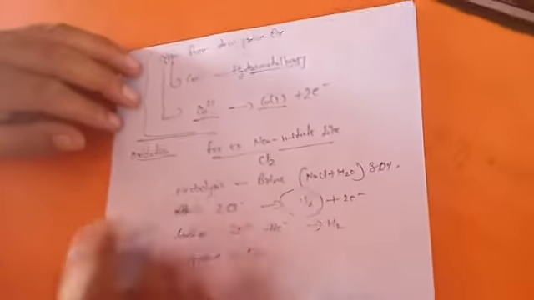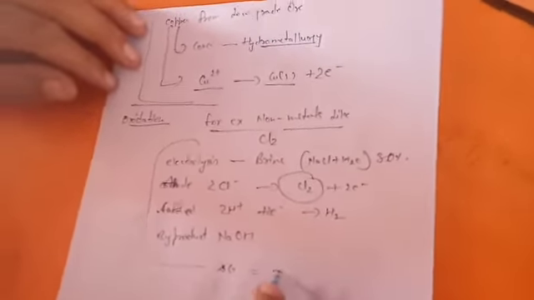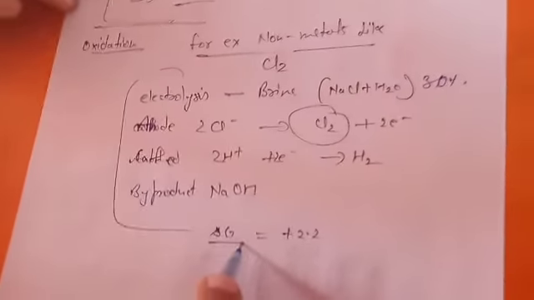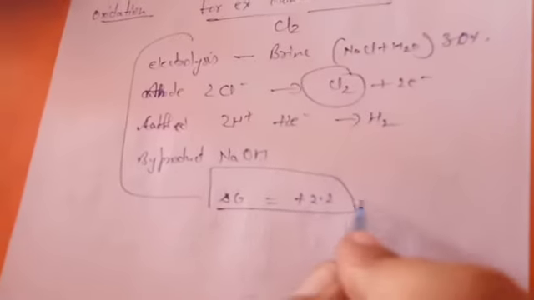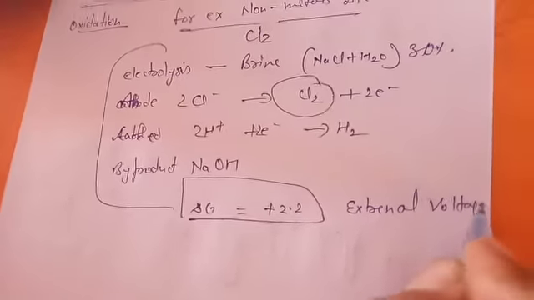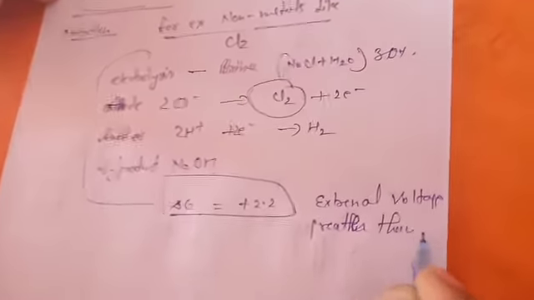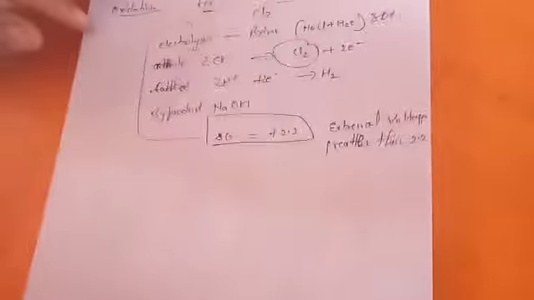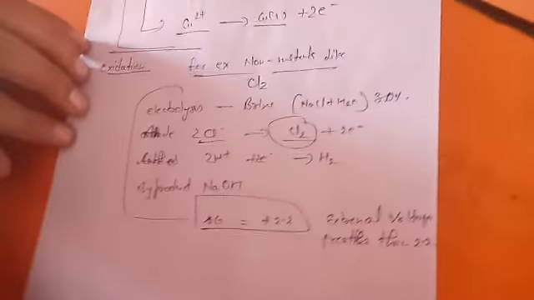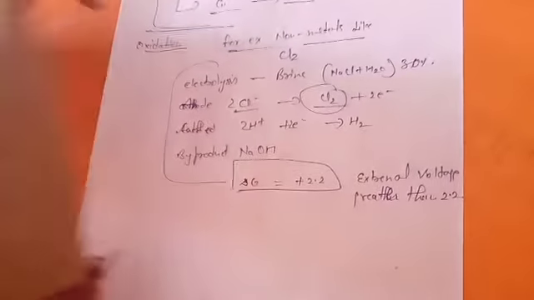So you will see that if you calculate the delta G for this reaction, it comes out a positive 2.2 electron volts. But you know that delta G should be negative. So that's why we will provide external voltage greater than 2.2. Okay. So you will see that here chlorine is getting oxidized. We are extracting chlorine, but it is getting oxidized in the process.